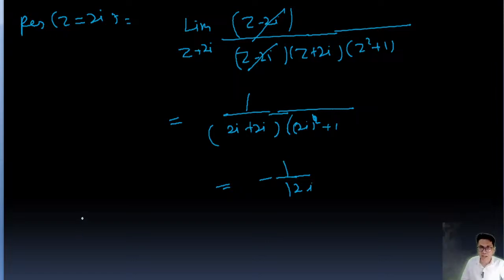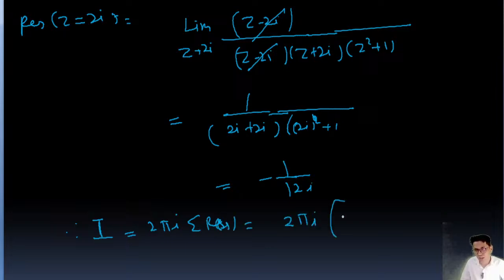These two lie on the imaginary axis. So the integral is going to be 2 pi iota times the sum of residues. This is going to be 2 pi iota into 1 by 6i minus 1 upon 12i. Okay, and this value is going to be pi by 6.